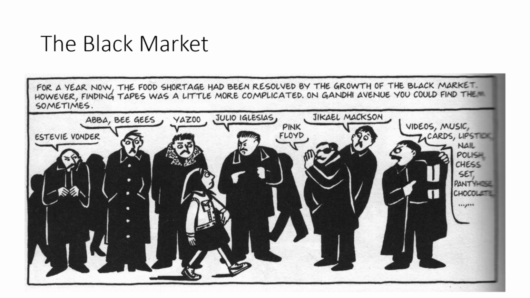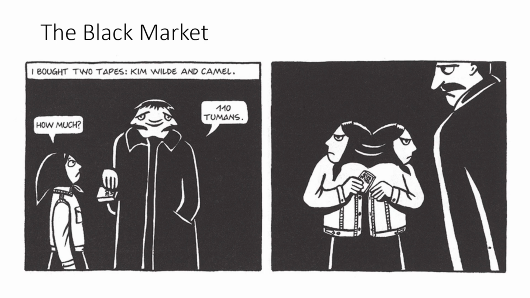And one thing that I found interesting was you can see the man on the right is selling a lot of different things, including a chess set, because that, at least at that time, was deemed decadent and bad, which for me is very sad. I like chess. But you can see there, Marjane Satrapi in her Nike shoes has gone to the black market to try and buy tapes. She buys 2 tapes, Kim Wilde and Camel. And there you can see she's bought the tapes.